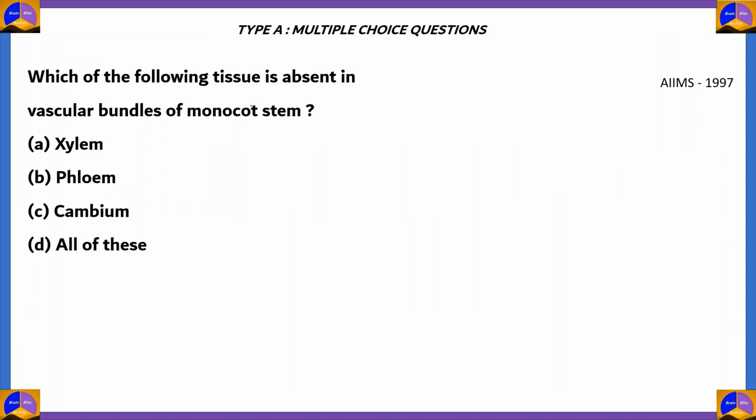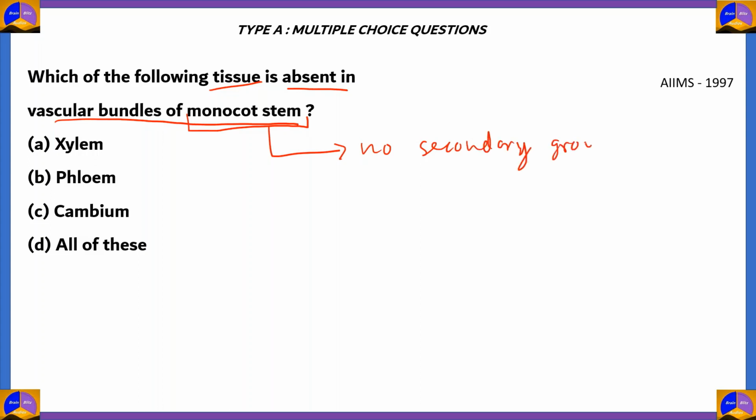Next question. Which of the following tissue is absent in vascular bundles of monocot stem? A. Xylem, B. Phloem, C. Cambium, and D. All of these. The interesting thing about monocot stems is that they show no secondary growth. So the tissue that shows secondary growth is cambium, so they don't have cambium.